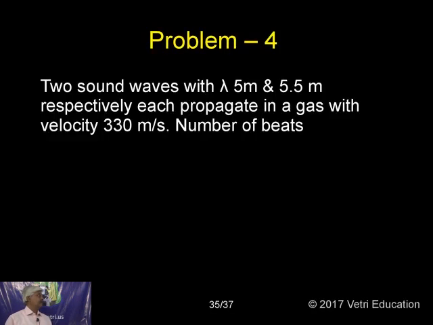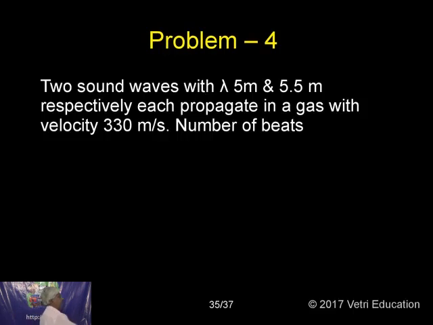Problem 4. Two sound waves with wavelengths 5 meter and 5.5 meter respectively each propagate in a gas with velocity 330 meter per second. Calculate the number of beats. It is a reverse problem. Here they are giving the velocity and wavelength from which the number of beats can be calculated.